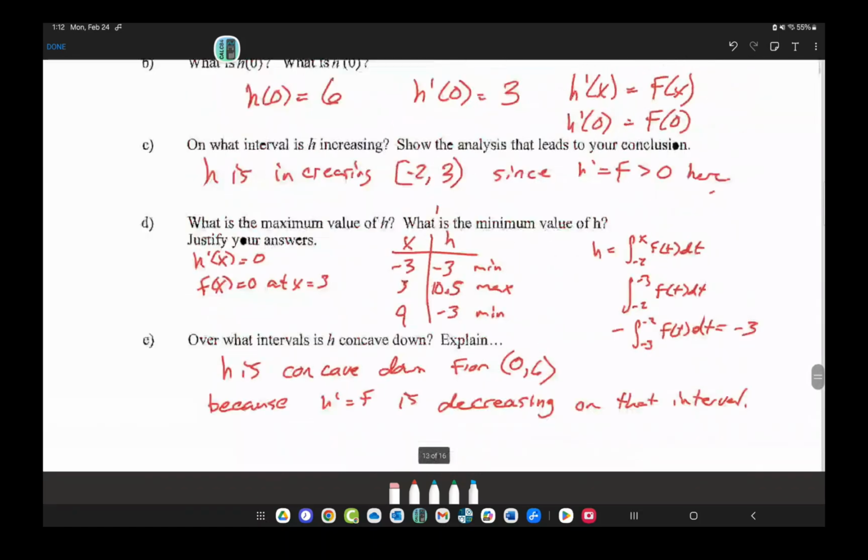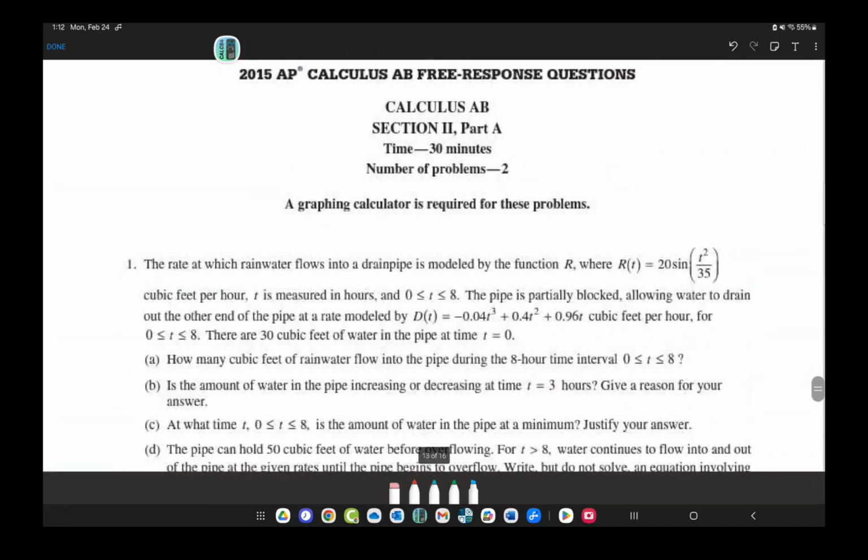But yeah, we start again just reviewing. Some of this is going to be review of what we did last semester. Okay, so our notes are going to start having some extra practice questions as we get closer to the AP exam.